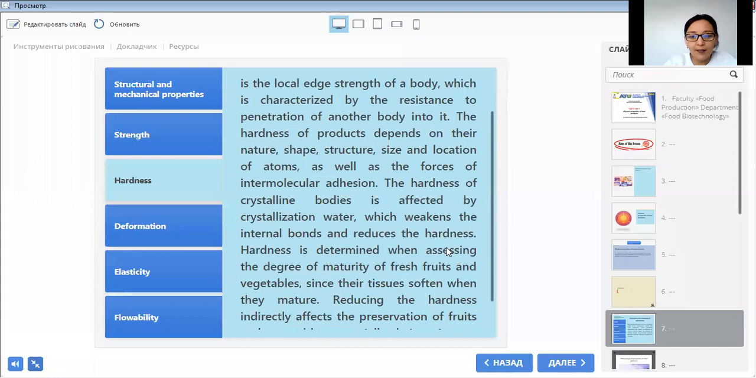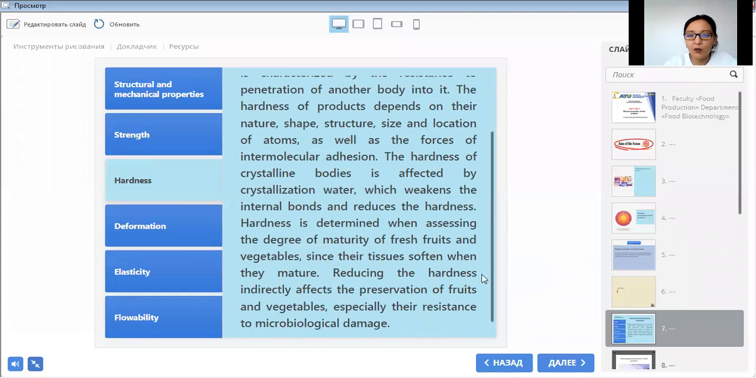The hardness of crystalline bodies is affected by crystallization in water, which weakens the internal bonds and reduces the hardness. Hardness is determined when assessing the degree of maturity of fresh fruits and vegetables, as their tissues soften when they are mature. Reducing the hardness indirectly affects the preservation of fruits and vegetables, and especially their resistance to microbiological damage.